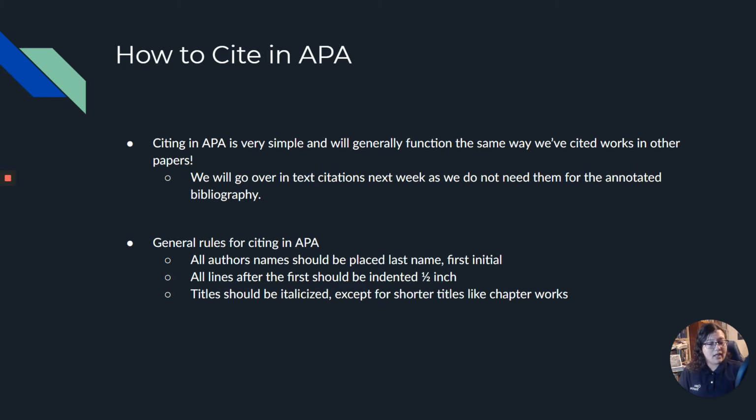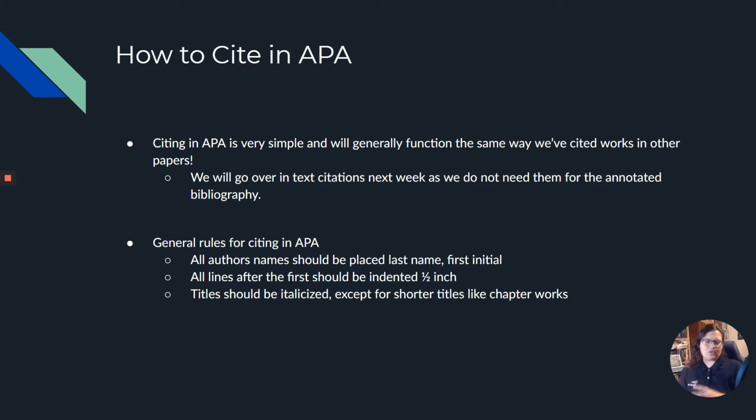But let's go ahead and switch gears and talk about citing in APA. Citing in APA is very simple and will generally function the same way we've cited works in other papers. We'll go over in-text citations next week, as we don't need them for the annotated bibliography. We'll go over those next week whenever we talk about writing your rough draft and formatting your rough draft.